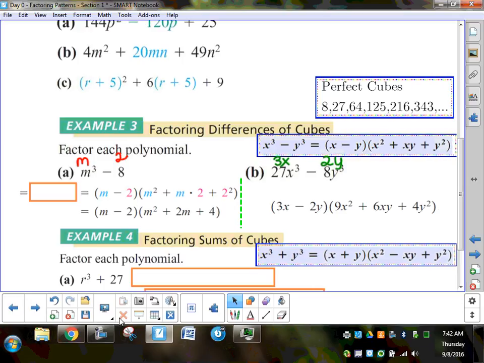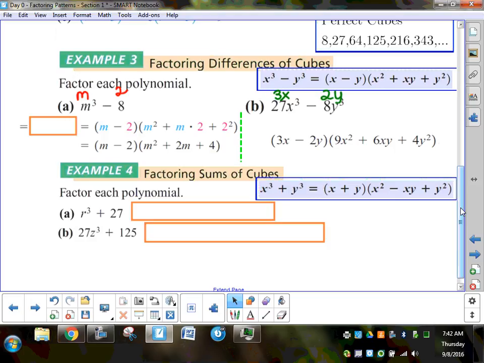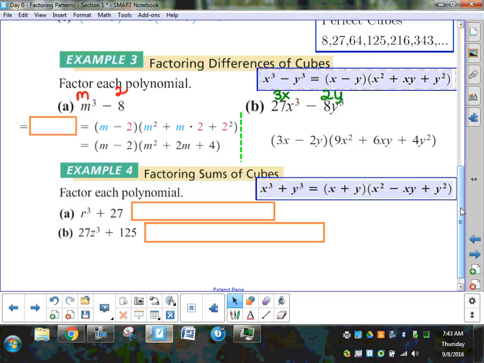Let's bounce down then and try a sum of cubes. Now, you know your perfect cube numbers, hopefully by now. This is a sum of perfect cubes. You can factor down a difference of perfect squares. You can't factor down a sum of perfect squares. You can factor down a difference of perfect cubes. You can factor down a sum of perfect cubes.